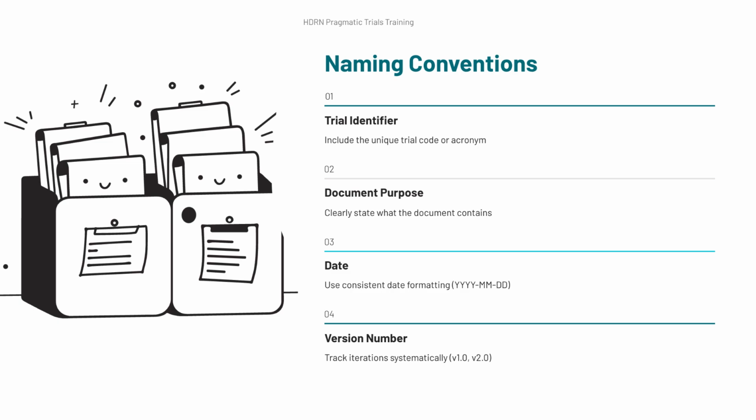Naming conventions are what make a file system usable at scale. Every file name should include a clear trial identifier, a concise description of the document's purpose, a consistently formatted date, and an explicit version number. This approach removes ambiguity, prevents duplicate final files, and makes it easy to understand what a document is, when it was created, and whether it's the most current version without having to open it.